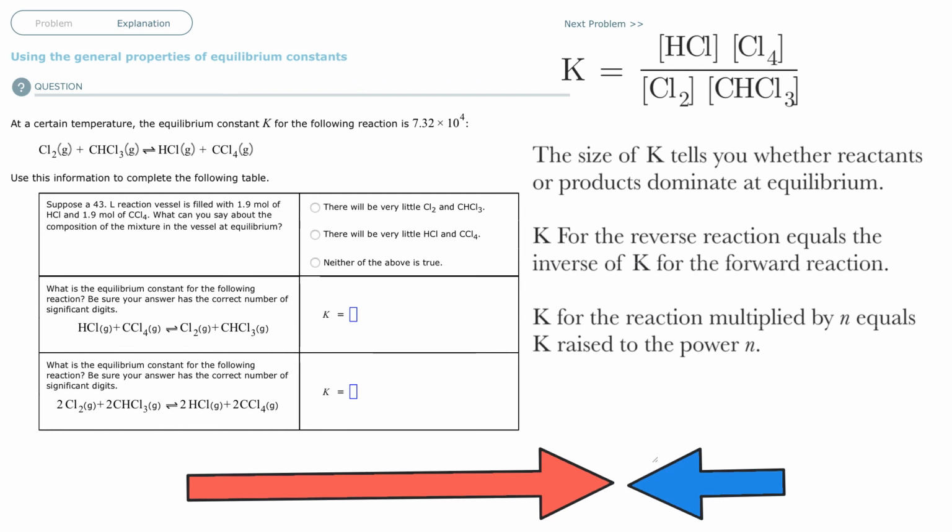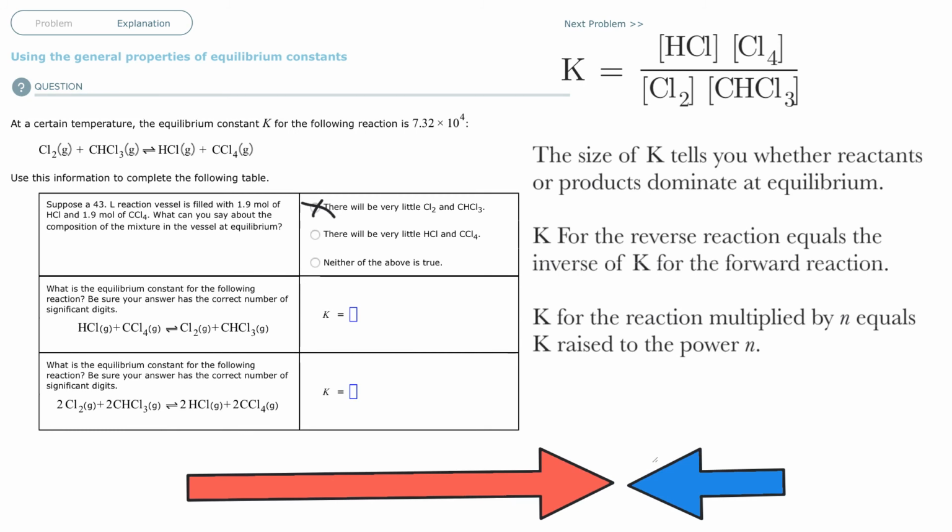Well, if I'm making lots of product, what answer do I give? There will be very little Cl, there will be very little HCl. Here's our product, I'm making lots of this, so this is not right. It's this one. I have very little reactant because I have a big K. It's going to the right. It's huge going to the right.